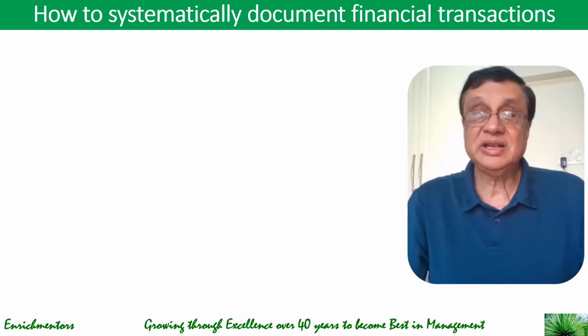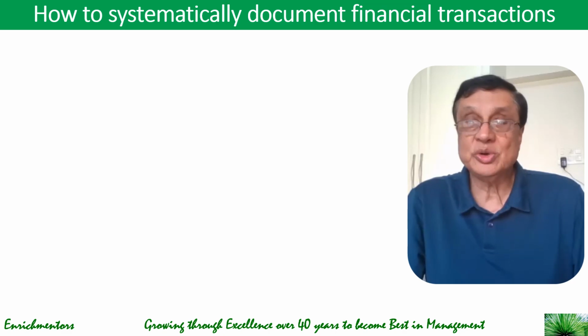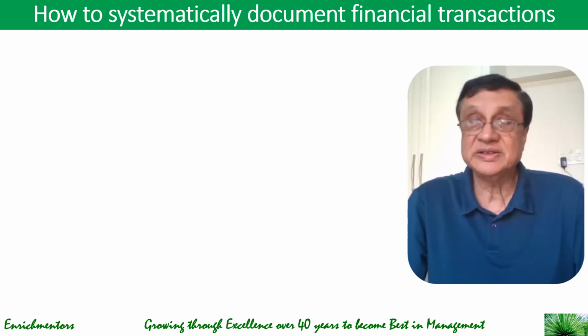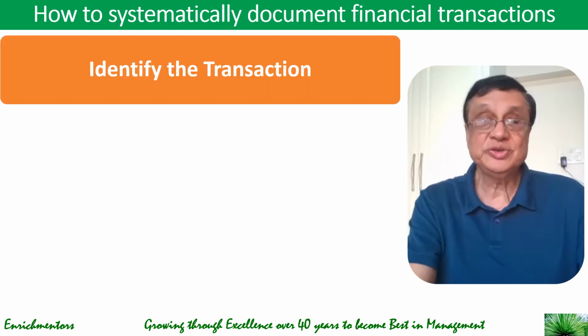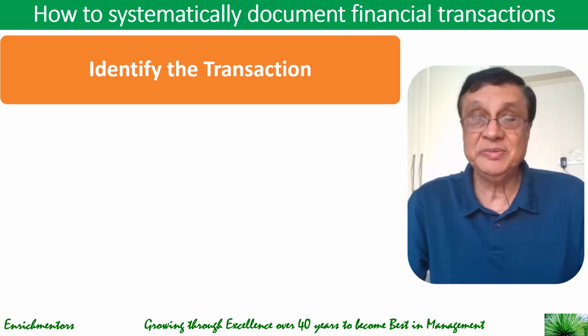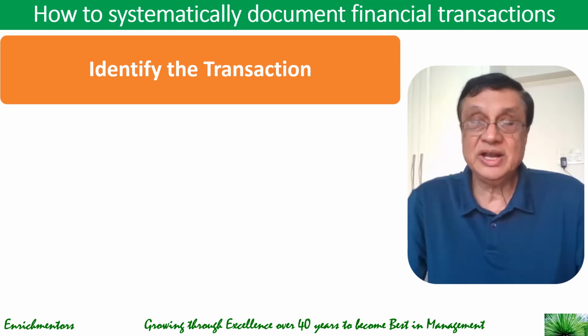So how to systematically document financial transactions? Any thoughts? To do that, you typically follow a structured approach to ensure accuracy, consistency, and compliance with accounting standards. And what are the various steps that you need to do? Let's take a look at that. So first you need to identify the transaction, determine what kind of transaction has occurred, whether it is sale, purchase, payment or receipt. And then you collect the relevant details such as date, parties involved, amount, the nature of transaction.